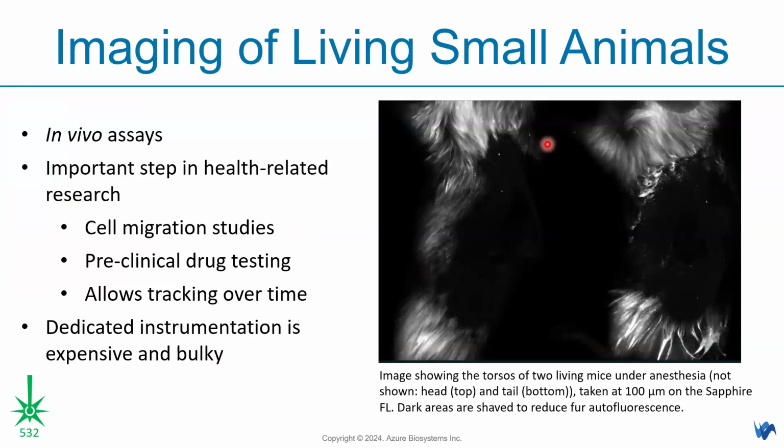What we're trying to show here is that, without the fur, or once we shave the fur, the Sapphire FL is able to give you a very clean background without autofluorescence signals. So this is what we want to prove. You can use living small animal or organism imaging to do any type of scanning for your cell migration studies, preclinical drug testing, or tracking over time, either tumor growth or the migration of certain markers throughout the entire body of the samples.